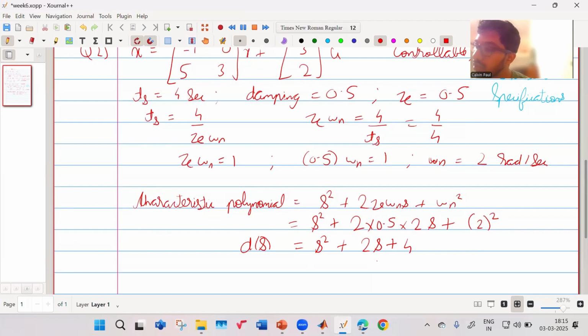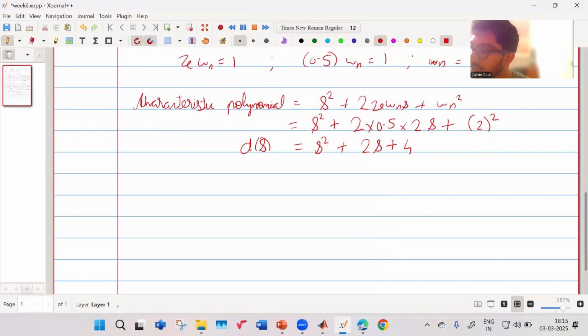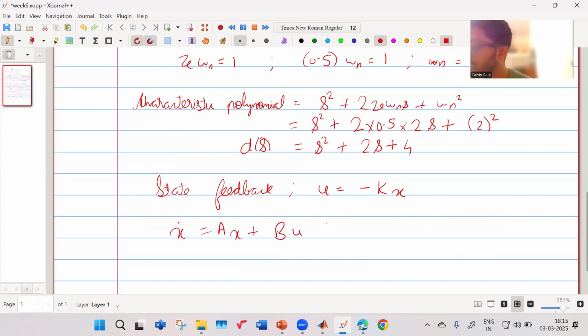So now let us do our state feedback. Okay, so state feedback means my input u is actually a function of the states. Okay, u, let us assume it is minus kx, right? I have assumed u to be minus kx. So my equation is what? x dot is equal to Ax plus Bu. Okay, let me assume plus kx for convenience.